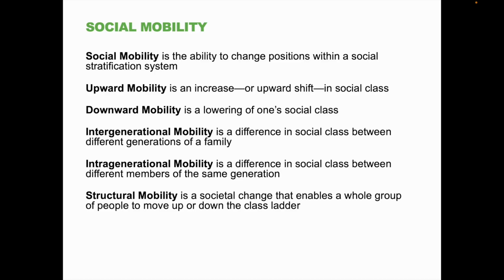Social mobility. Social mobility is the ability to change positions within a social stratification system. Upward mobility is an increase or upward shift in social class. Downward mobility is a lowering of one's social class. Intergenerational mobility is a difference in social class between different generations of a family. Intragenerational mobility is a difference in social class between different members of the same generation. Structural mobility is a societal change that enables a whole group of people to move up or down the class ladder.